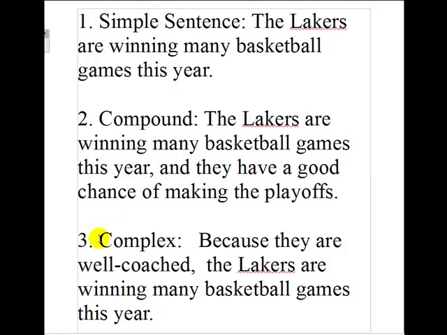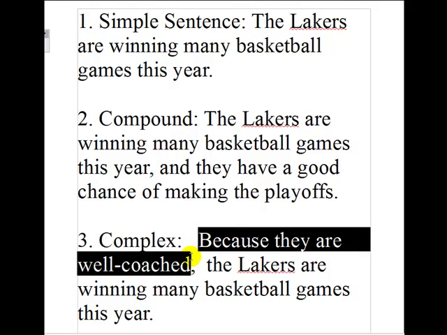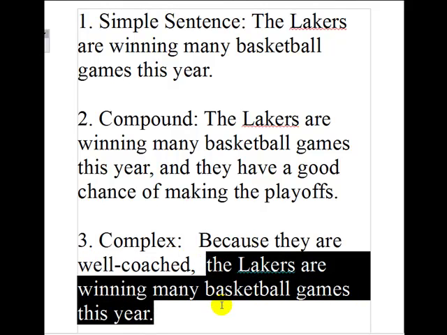The third type of sentence type is called the complex sentence. In this case, you'll have a dependent clause, for example, because they're well coached, and then you'll have an independent clause, the Lakers are winning many basketball games. That's the third type.